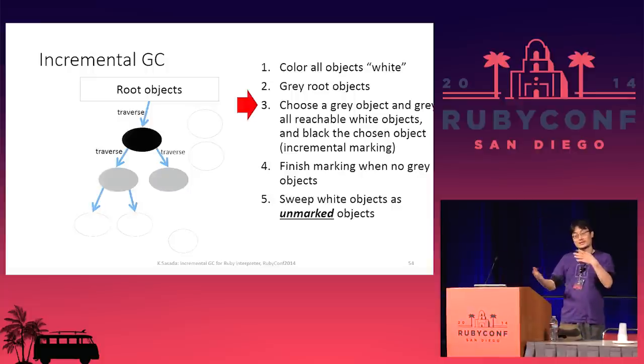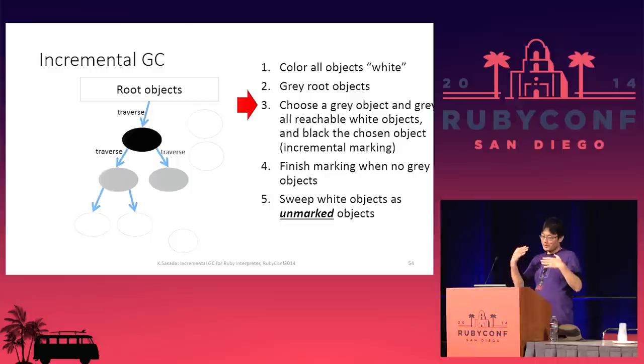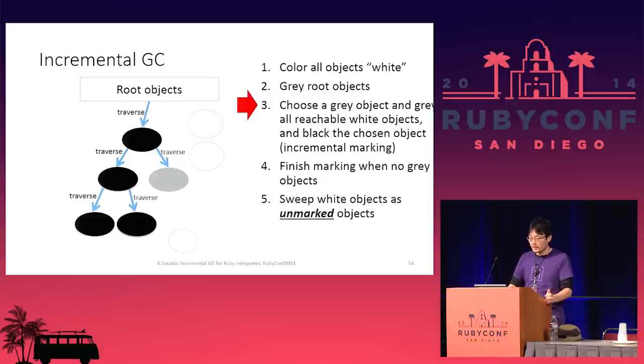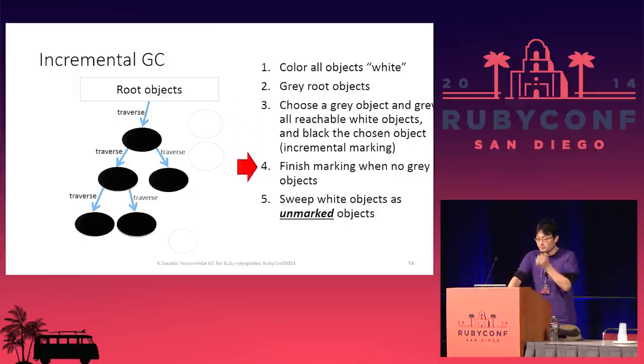And repeating this process, go back to the Ruby program and continue the Ruby program. And after that, back to this GC process. So this step three can be done incrementally. After that, there is no gray object. So we can finish the GC marking phase and sweep white objects as unmarked objects. So we can collect such white objects.